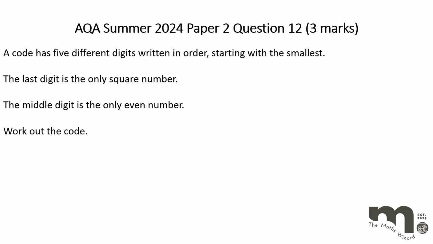This is from the summer 2024 paper 2, and it says a code has 5 different digits written in order starting with the smallest. So they can't be the same numbers. You can't have the number 2, for example, twice or anything like that. The last digit is the only square number. The middle digit of those 5 is the only even number. So using this information, we've got to work out the code.